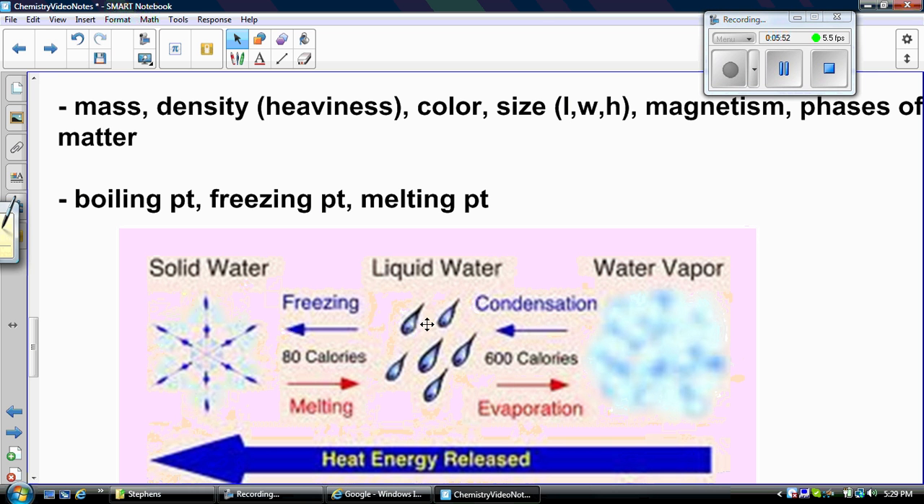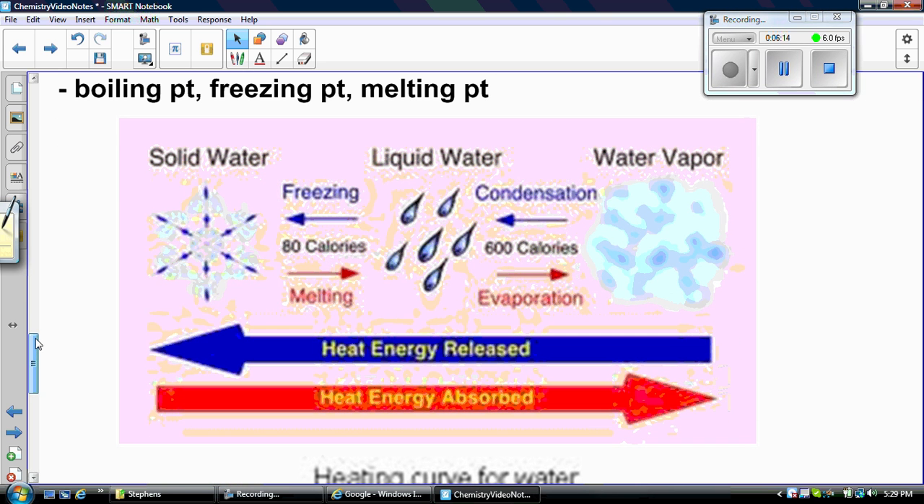When a liquid changes into a gas, the temperature at which it does that, that's called, I just said that wrong. Solid to a liquid, I apologize, is the melting point, that temperature. A liquid to a gas is the boiling point. And if you take a liquid, change it back to a solid, that's the freezing point. So those are physical properties of matter.